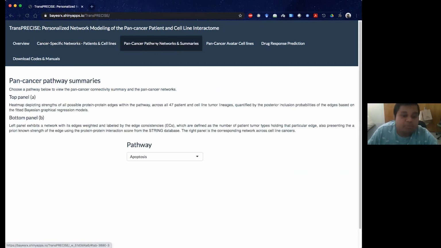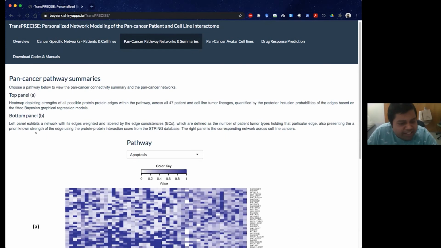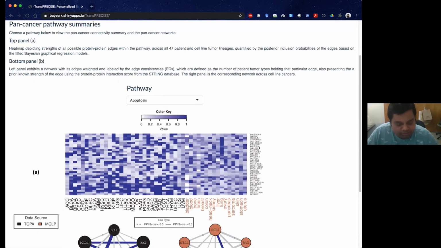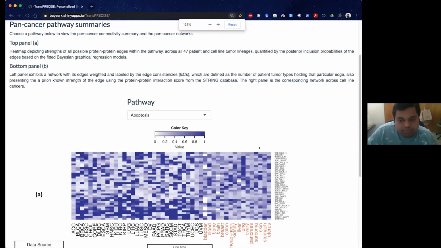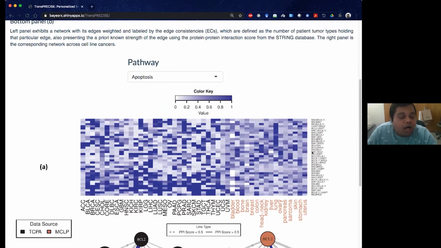That's where the summaries come in. We do two levels of summarizing. First, we do a pan-cancer summary, where for each pathway we look at each edge. If I zoom in a bit, what you see in the rows are the different edges you could possibly have. These are the different protein-protein pairs, and we're looking at undirected edges, so there's no ordering here.